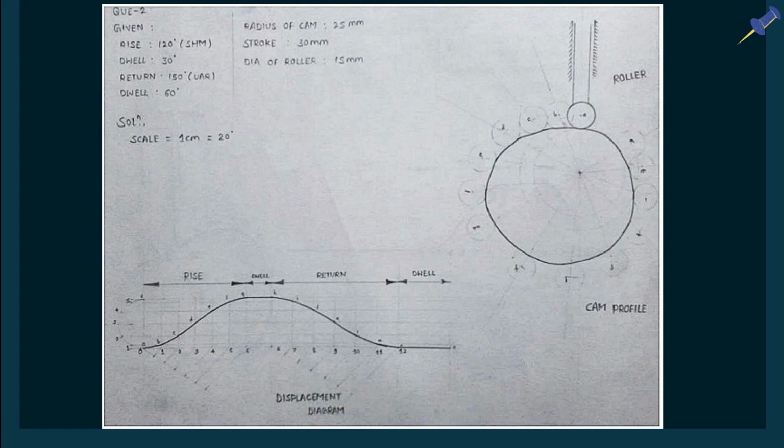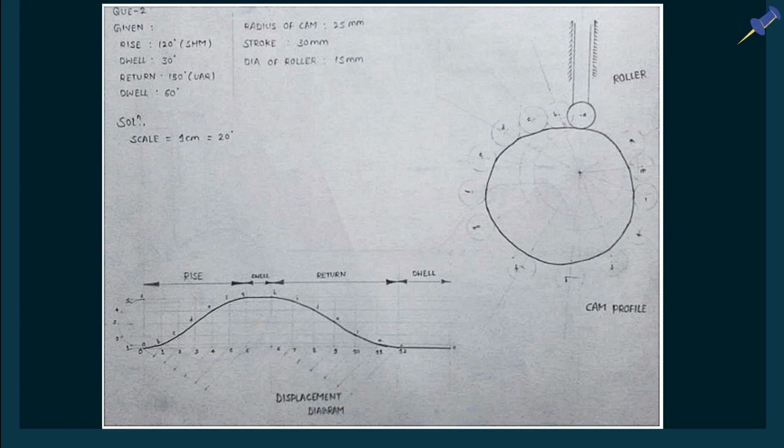Now in the displacement diagram we divide the outstroke angle and the return stroke angle into six equal parts each. So divide the cam circle into six equal parts for the outstroke, so each division is 20 degrees. Then there is a dwell of 30 degrees. Then we have to divide the return stroke angle into six equal parts. So 150 by 6, each part is equal to 25 degrees.